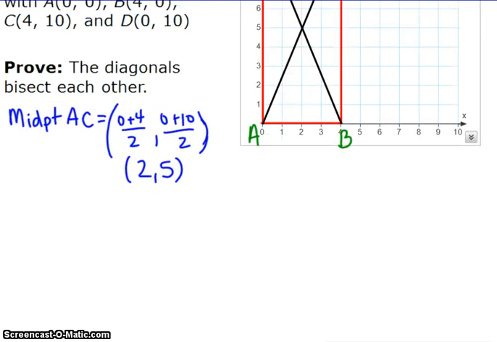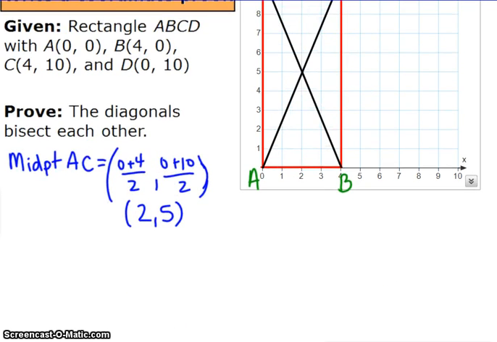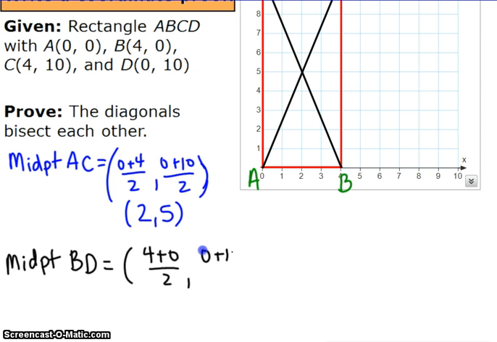All right, so let's extend the page a little bit, keep working. All right, next we need to find the midpoint of BD. So I have 4 plus 0 over 2 and 0 plus 10 over 2, and I get 2, 5. Notice that they both bisect each other at the same point, 2, 5. That means that they bisect each other because their midpoints are exactly the same.